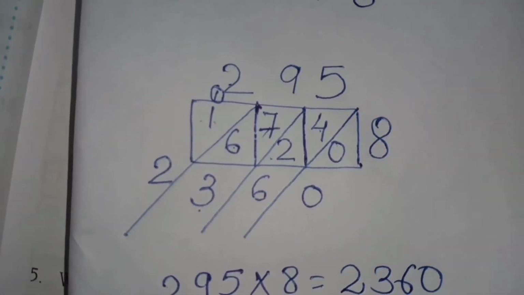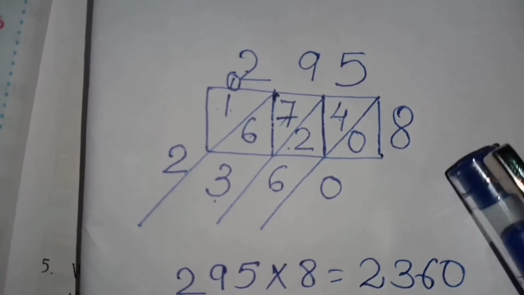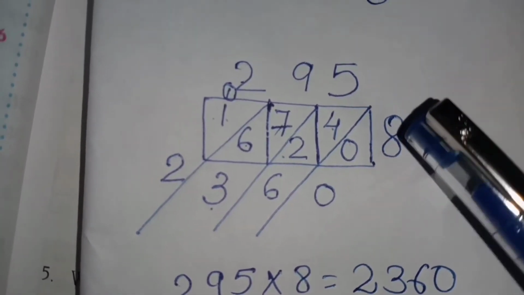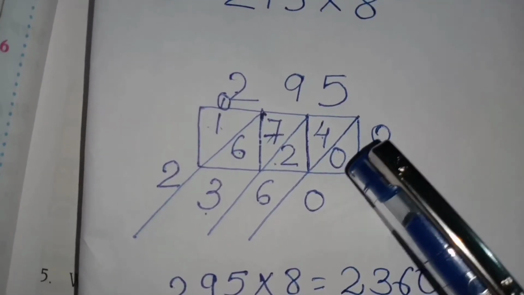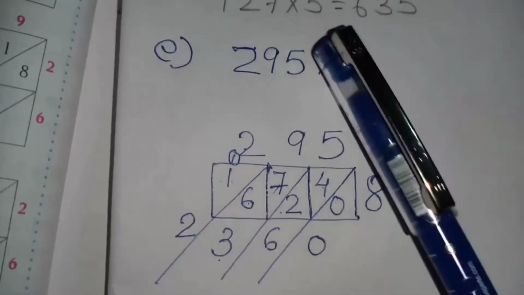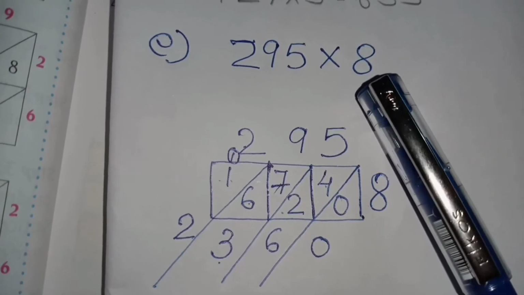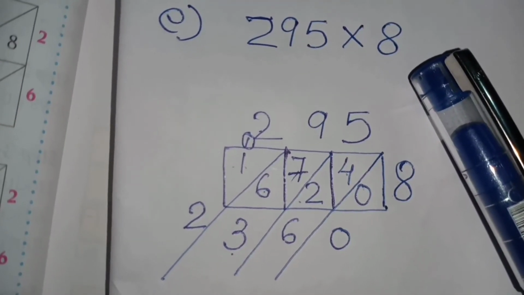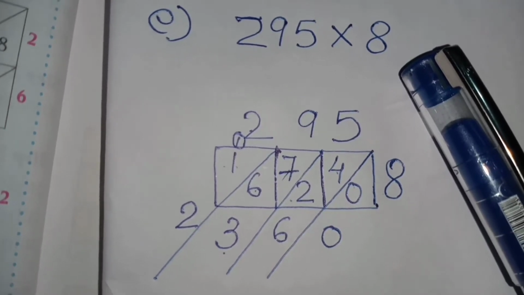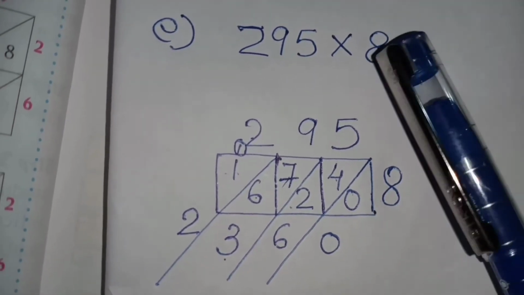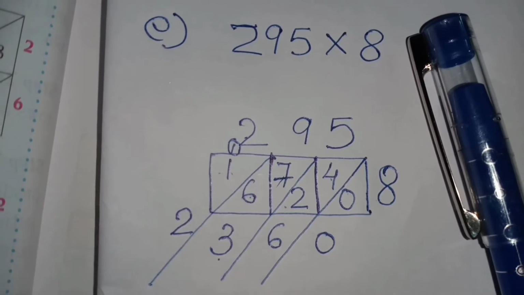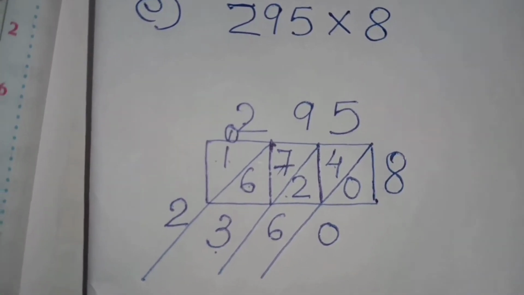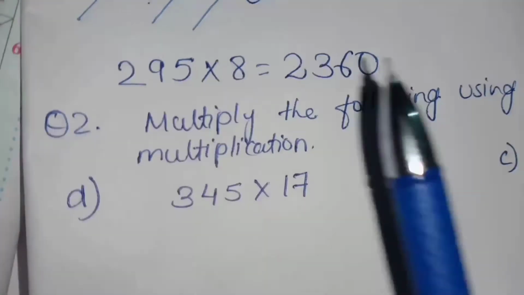So in question number 1 we have done multiplication by using a one digit number. This 8 is a one digit number. Now we will do multiplication by using the lattice method with a two digit number. So this was question number 1, I have done 3 questions. Now let's go to question number 2.